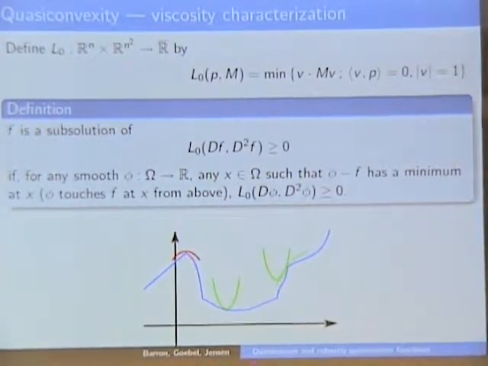The problem is right here. I'm touching with a function whose Hessian is certainly negative definite, but the first derivative is 0. And touching from above by something like this is definitely a problem for quasi-convexity.